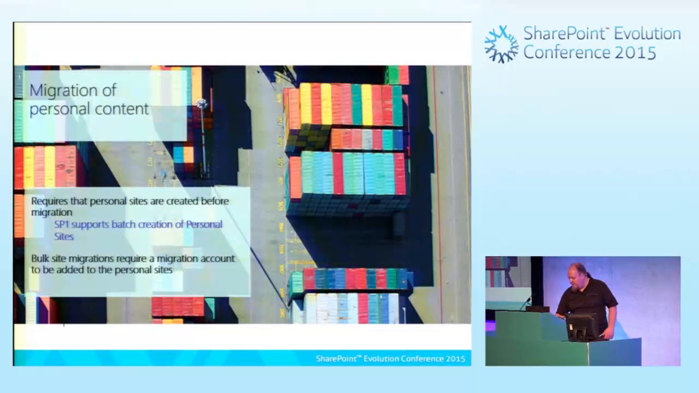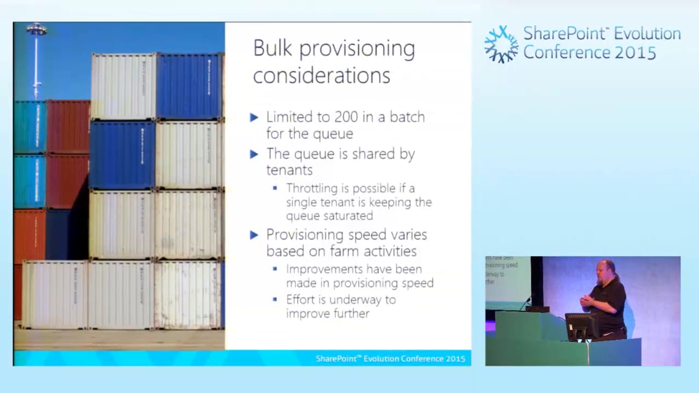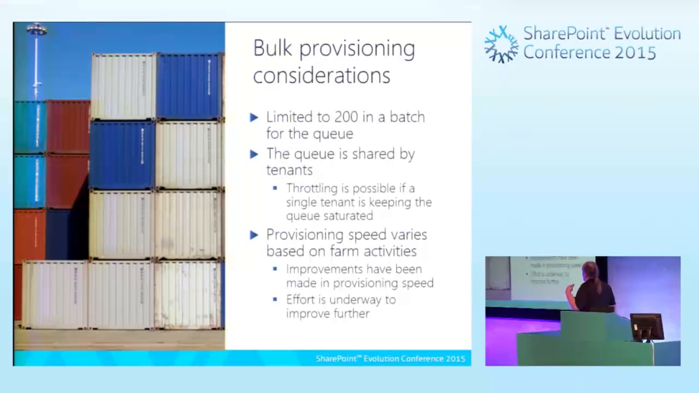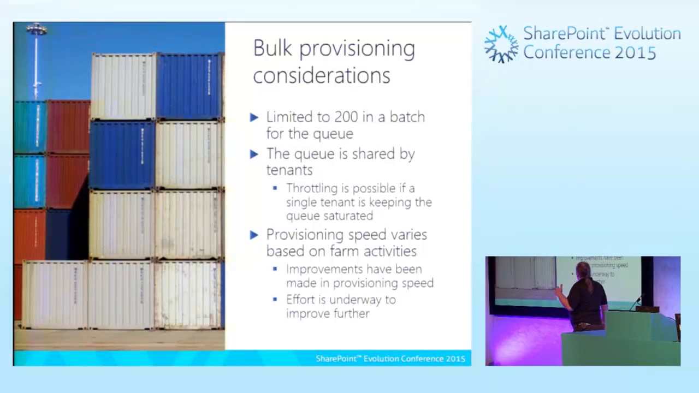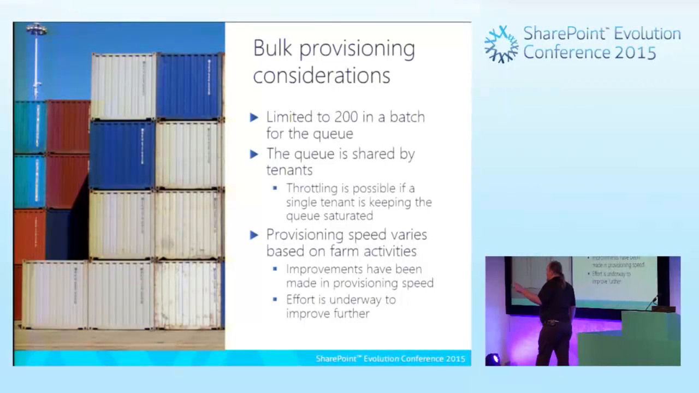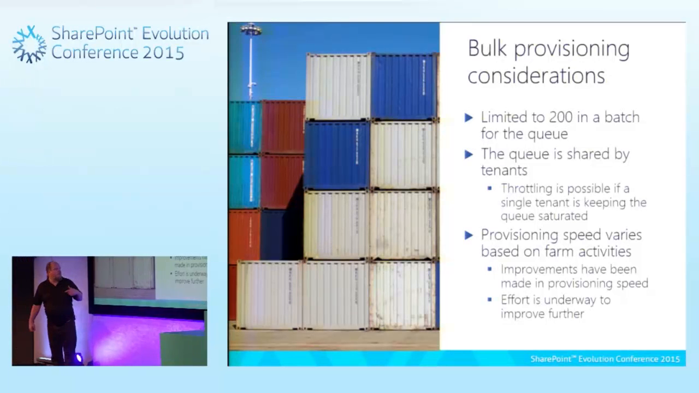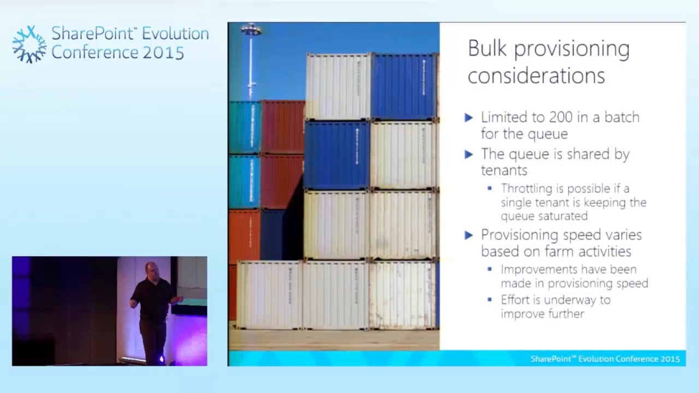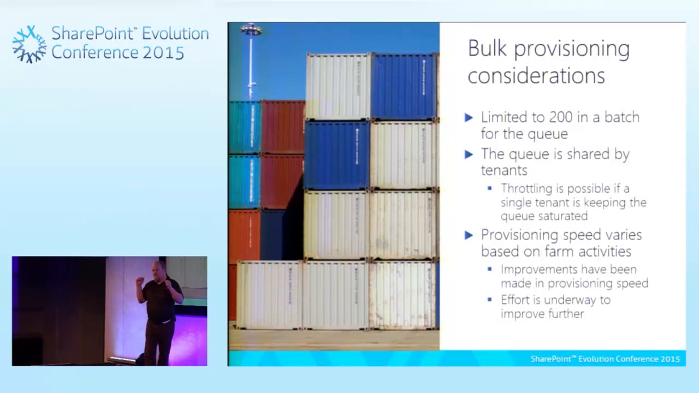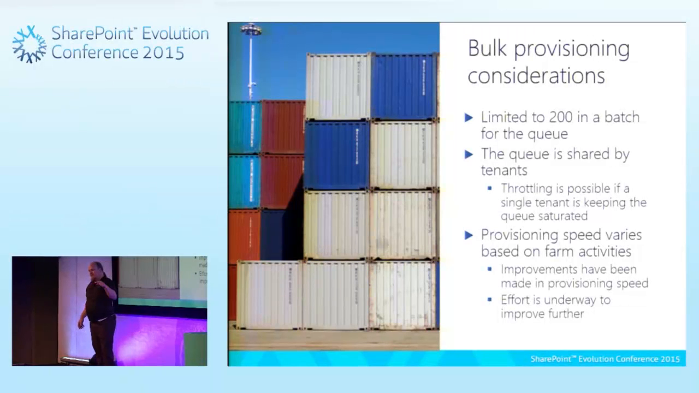For bulk provisioning, we have a queue, and it's limited to 200 requests at a time, and the queue is shared amongst all the tenants on that particular SharePoint farm. So if you have, let's say, 10,000 users and you try to go above 200, we would just ignore them. You have to do a request of 200, and once they're done, then you can request the next batch. And again, it is shared by the tenants.